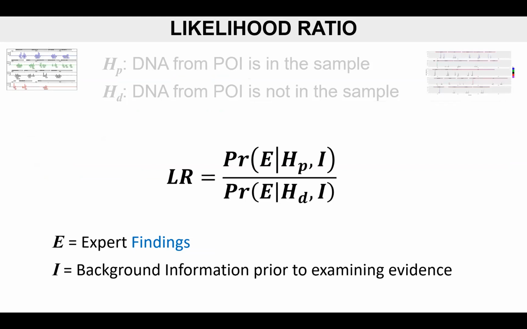It is nowadays very common to express this probative value in terms of a likelihood ratio, which is defined here as the probability of evidence or expert findings given HP divided by the probability of expert findings given HD. And there is also this I that you see, which refers to background information that one has prior to examining the evidence.